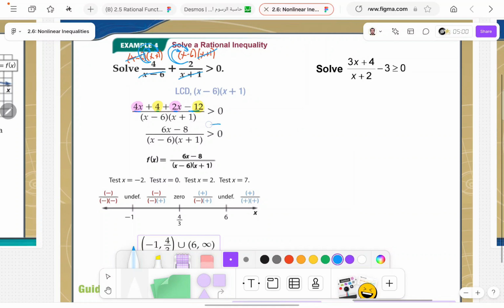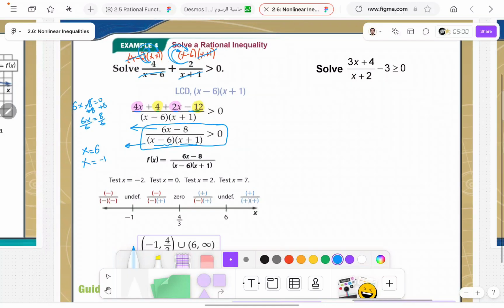Now I have this equation here. Now what I have to do is find the zeros. So when I need to find the zeros for a rational, I have to find the 0 for the numerator, and I have to find the 0 for the denominator. So the denominator 0, okay, is x equals 6 and x equals negative 1. What is the 0 for the numerator? The 0 of the numerator, 6x minus 8 equals 0. So we add 8 to both sides, plus 8. Then we cancel, so 6x equals 8.